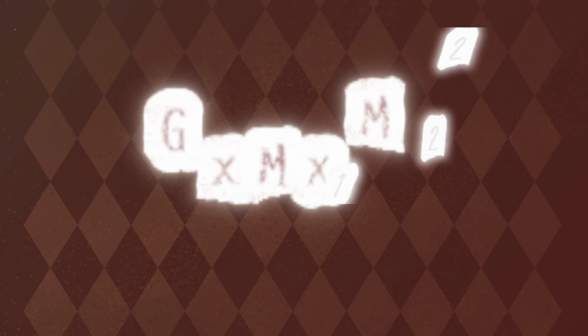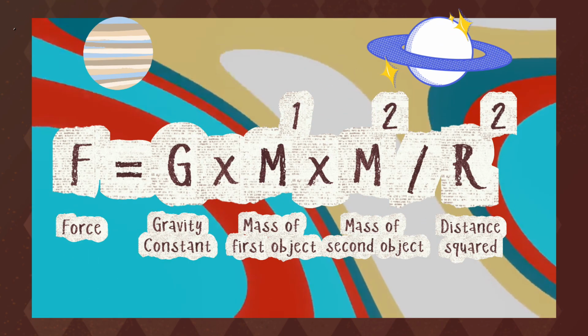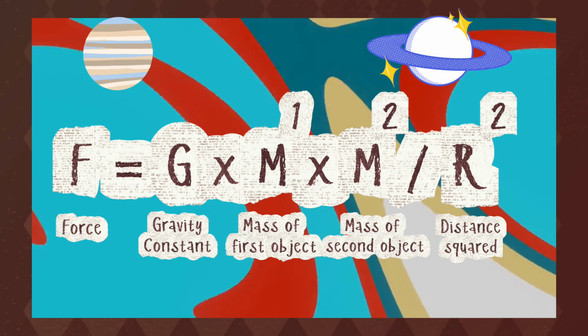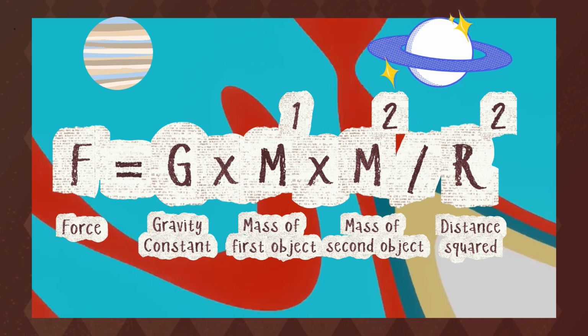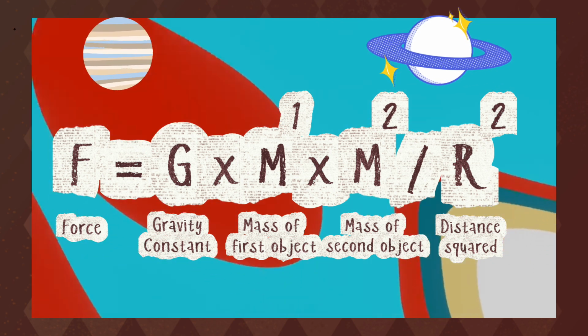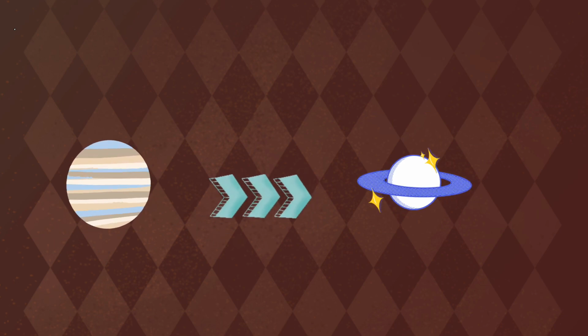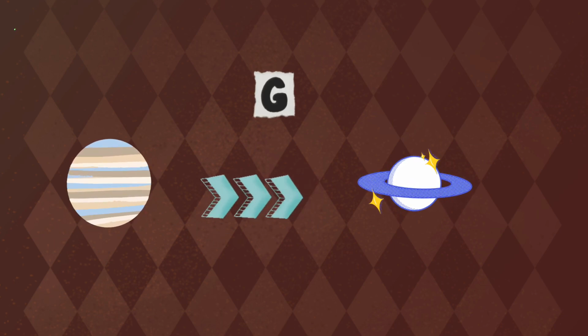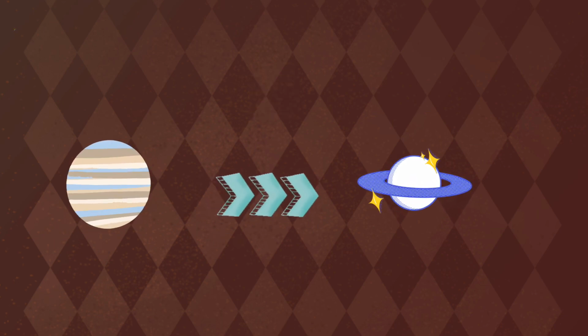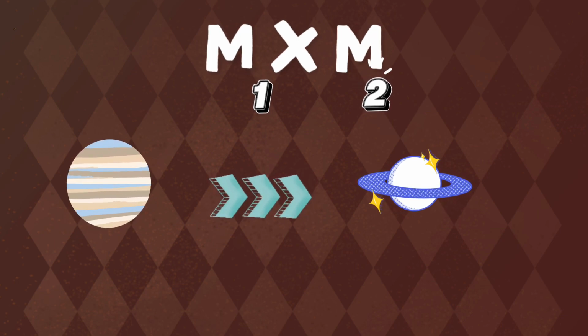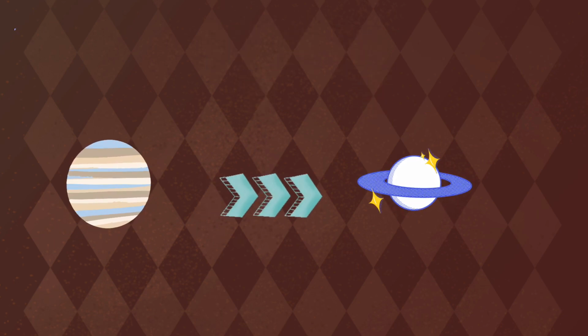Newton also made another equation to determine the force of gravity between two objects. The gravitational force of Jupiter and Saturn is equal to the gravitational constant times the mass of Jupiter times the mass of Saturn divided by the distance squared.